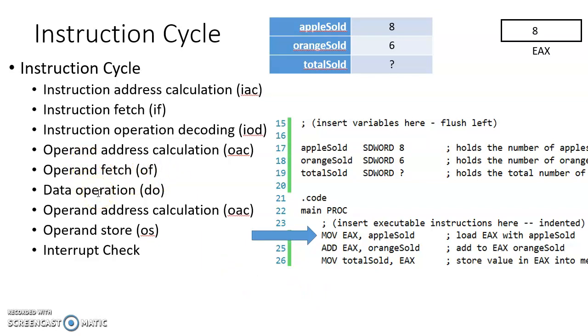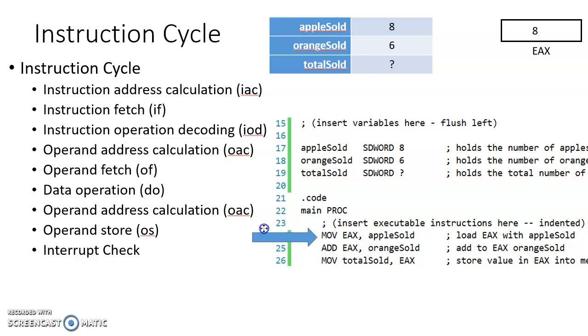After the data operation, we'll figure out, is there anything that has to go back to memory? Well, remember, with the move, the destination is the first part, which is EAX. Nothing needs to go back to memory. So for this particular instruction, there's no need to do an operand store. If no interrupts came in, it will go on to then get the next instruction.